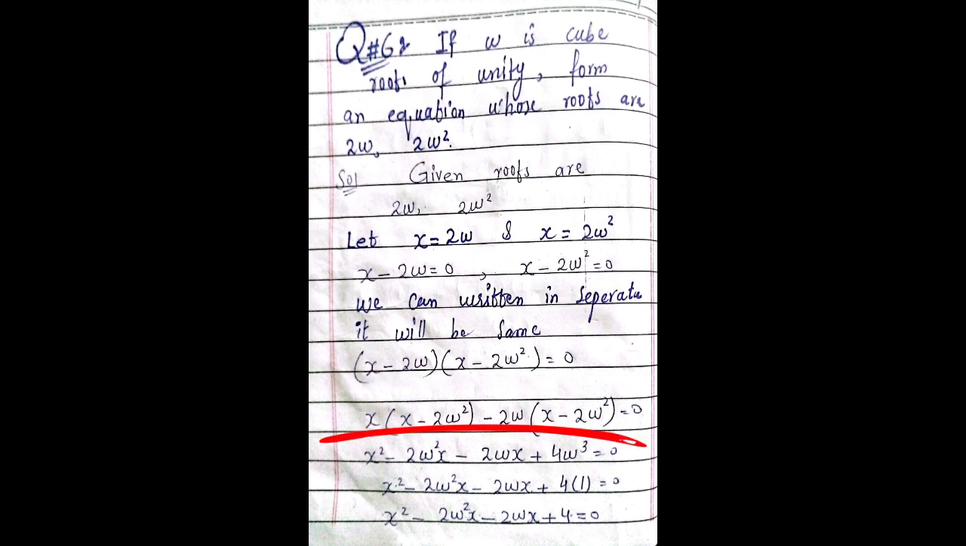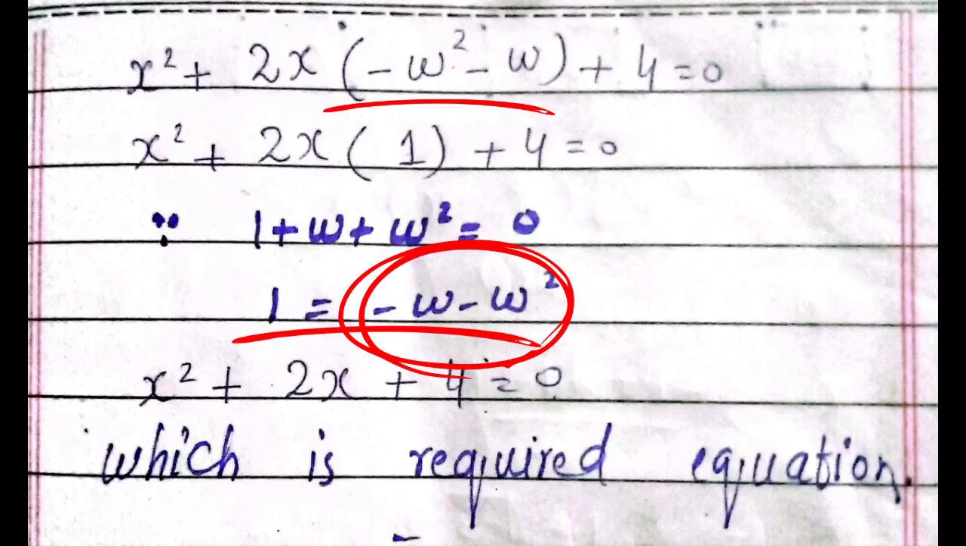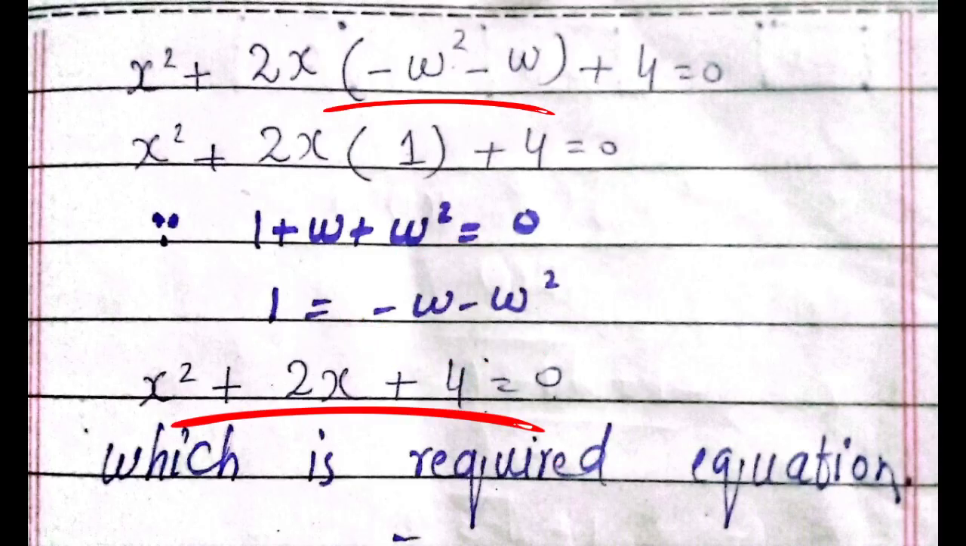Now, we expand this equation by multiplying the terms. This simplifies to, you will get this equation, using the property of cube roots of unity. Since omega cube is equal to 1, we replace omega cube with 1. Next, using the sum of cube roots of unity, we get the final equation 3.